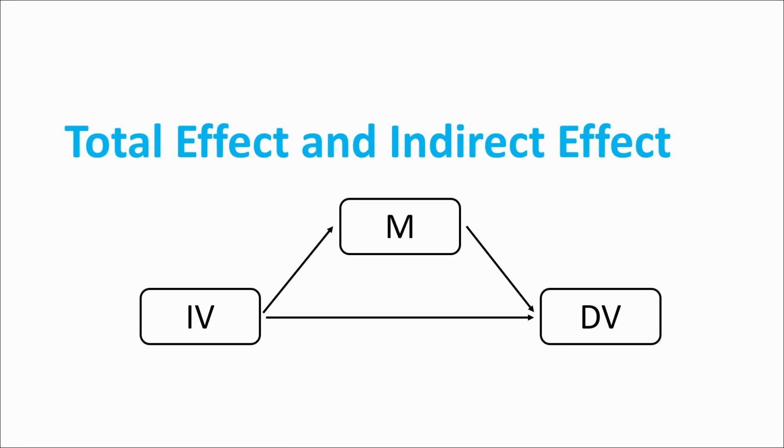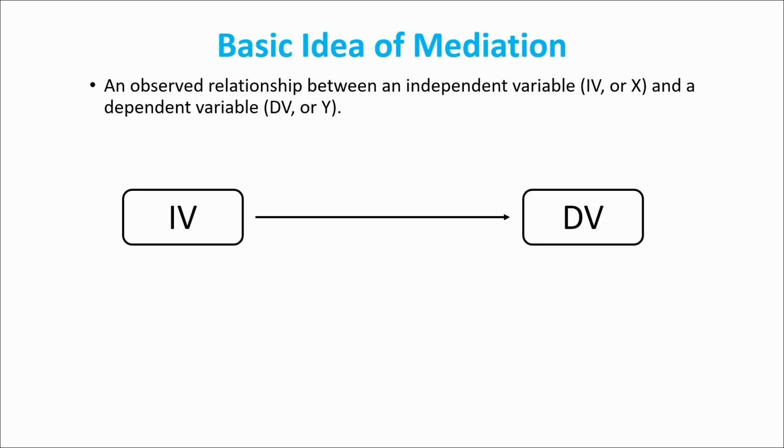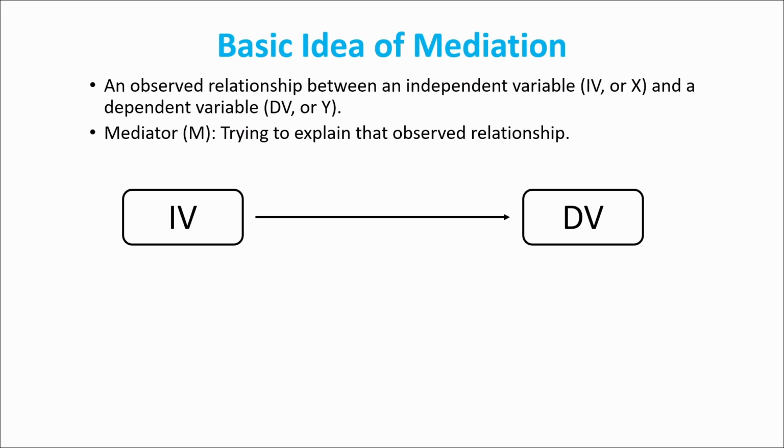In this very short tutorial, I'm going to explain in particular the total effect and indirect effect in mediation analysis. I have made quite a few videos about mediation analysis, but I haven't really explained total effect and indirect effect in particular. So the basic idea for mediation analysis is that you observe that there's a relationship between IV and DV, namely X and Y, and then you try to find a variable, namely M, to explain the relationship.